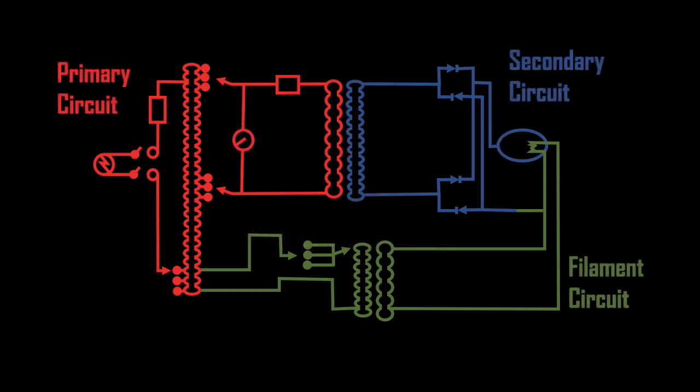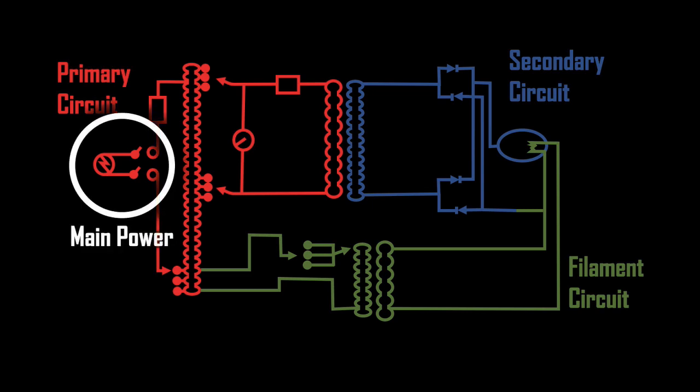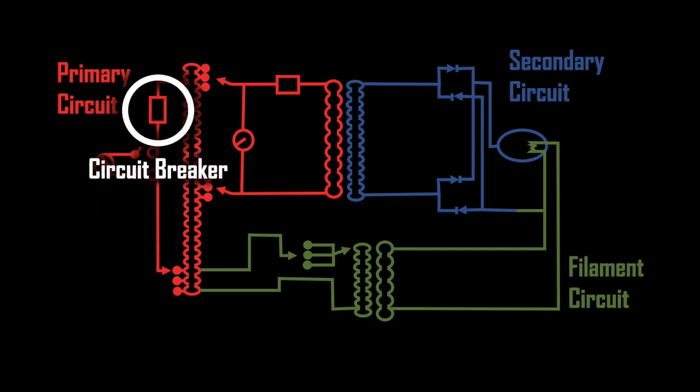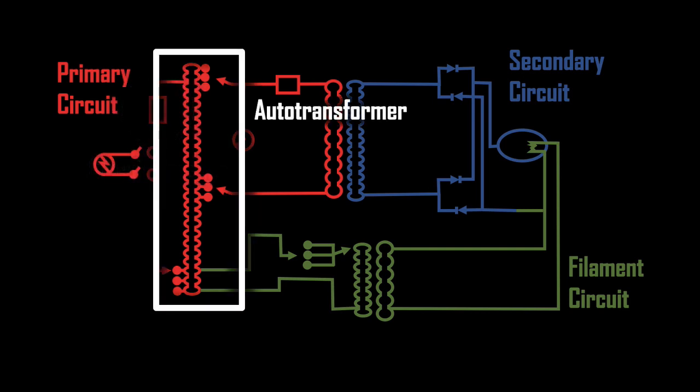So that's an overview of the primary circuit of X-ray machines. The primary circuit receives the main power supply, and it also contains several components related to the voltage. The primary circuit includes the circuit breaker, which helps to protect the machine. The primary circuit also includes the auto transformer that we use to select the desired kVp.